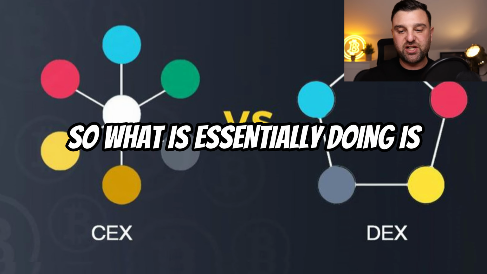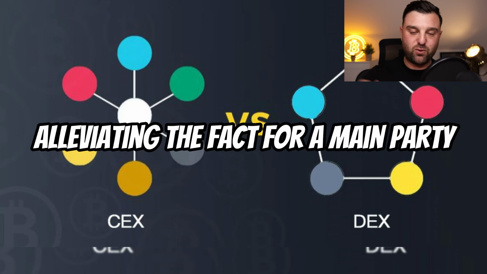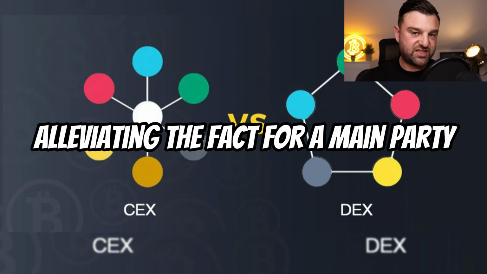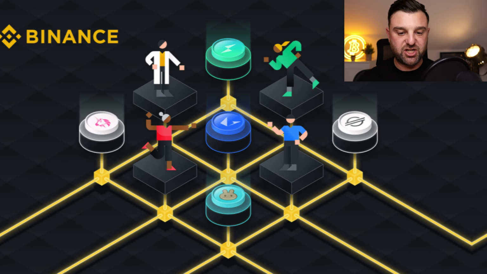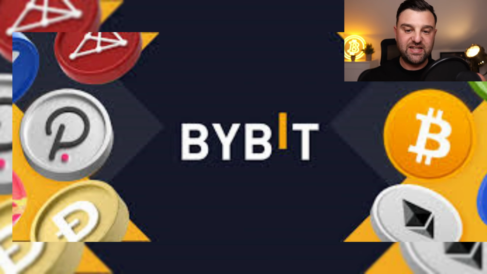So what it's essentially doing is removing the need for a main party or a central party like a bank, a trading exchange, a government, in this case Bybit. It's decentralized, it's peer-to-peer. In a moment, we'll learn a little bit more about how to use the exchange, and it will become even clearer that there's actually a lot of benefits to using a DEX, even if you can use a CEX. Centralized exchange, I shouldn't have said that.